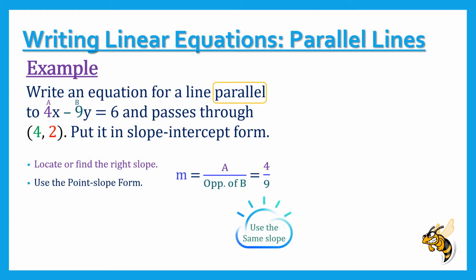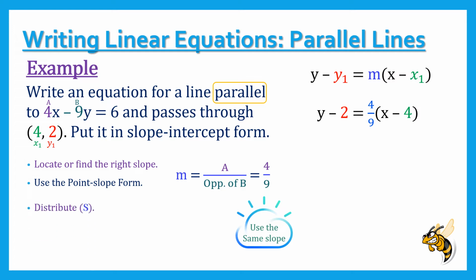Use the point slope form, which is y minus y1 equals m, open parentheses, x minus x1, close parentheses. The point that is given is (4, 2), so that makes it x1 and y1. Substitute the values in, so y minus 2 equals 4 over 9, open parentheses, x minus 4, close parentheses.